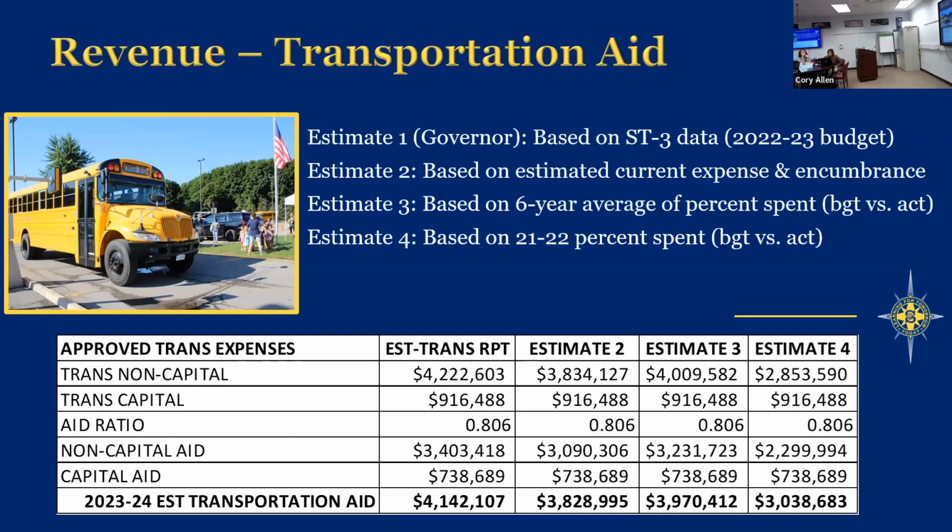Transportation aid is broken down into 2 different categories: the non-capital and then the capital portion. You add those, multiply by the aid ratio, and you get the bottom number. So let's take about a minute to discuss which of these estimates you want to use. Then it's a drop down, and we just select one of these.